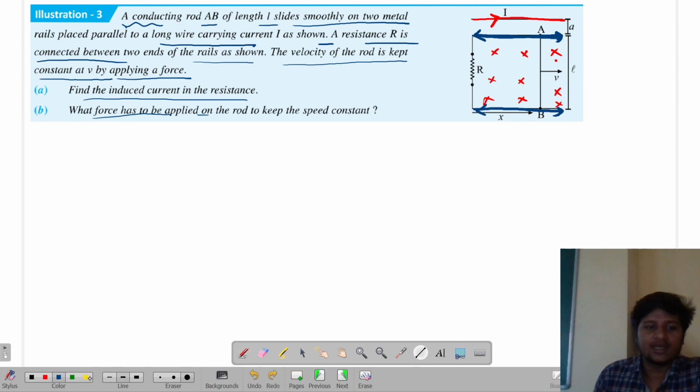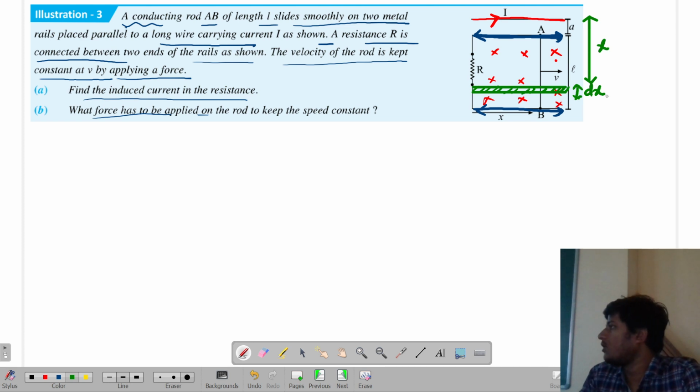First consider one element. Let us consider one element over here. Let's suppose this particular element has some width. Consider the width of this element to be equal to dx. Then you will have to consider that this element is located from the current carrying wire at a distance x. And then you will have to calculate the amount of magnetic field which is affecting over here.